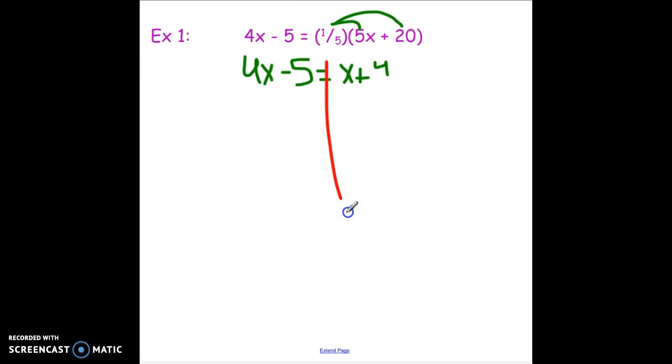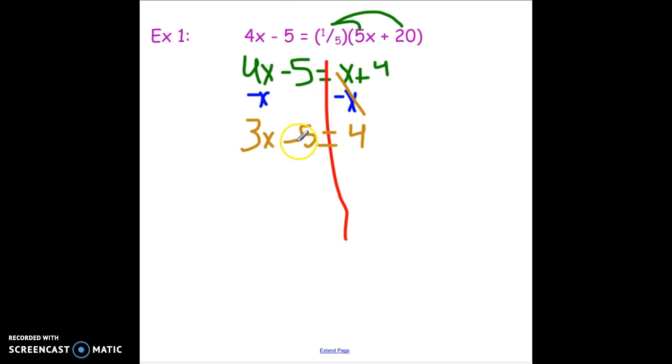From this point, we need to get all our x's on the same side. I can either get rid of this positive x by subtracting x from each side, or I can get rid of this positive 4x by subtracting 4x from each side. Both will work, but I really recommend subtracting x from each side because that's going to keep your terms positive. Once I do that, I'll be left with 3x minus 5. x minus x is 0, so those cancel. And I'm going to bring down my positive 4.